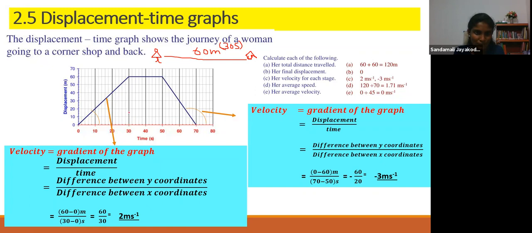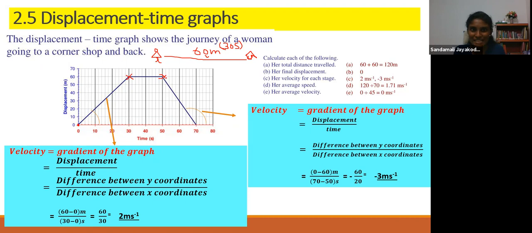Here we have to think about it a little bit. She has taken 30 seconds to go there. Initially the displacement is 0. She is at the house and the time is 0. Now she is moving little by little to the shop. It is 60 meters to this point. And we have to look at this carefully, from here to here.